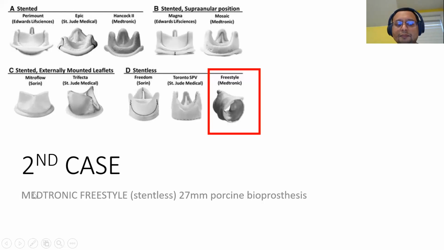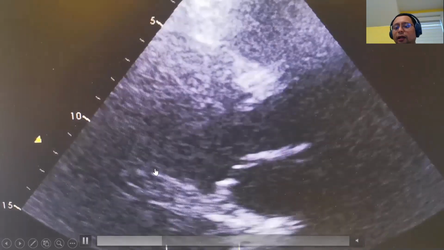Our second case is a Medtronic Freestyle valve. This is a bioprosthetic valve. Remember, it can be either porcine or pericardial. This is porcine, 27 millimeter. The Medtronic Freestyle is actually a composite of both root and valve. When you see a Medtronic Freestyle, it's a root and also a valve. So 27 millimeter. The assessment is the same. Again, not a good window.